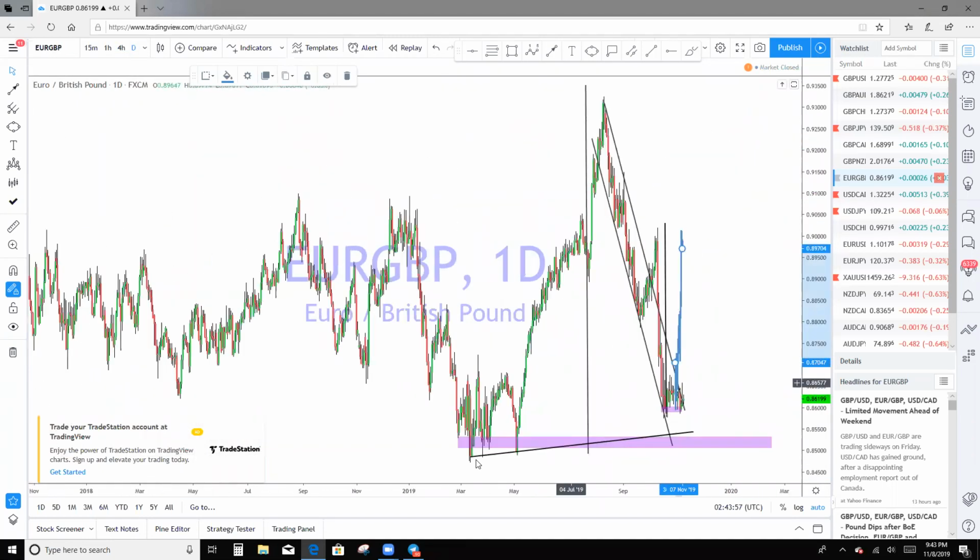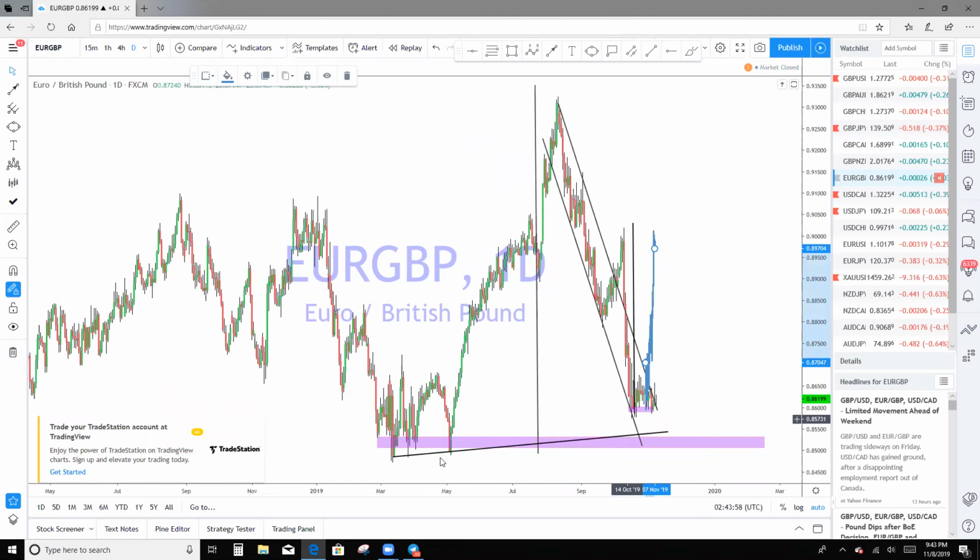Off the daily, here's your trend line. You can follow me. This may potentially come down to here. It could potentially come down to here. It's fine, no big deal, but I'm still expecting the rise. The rise will come.